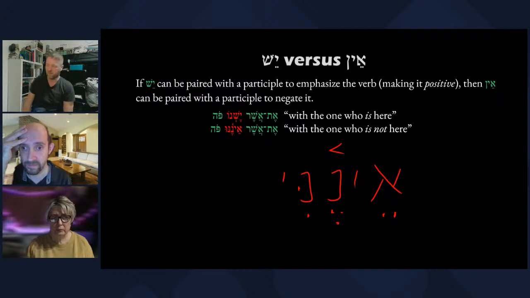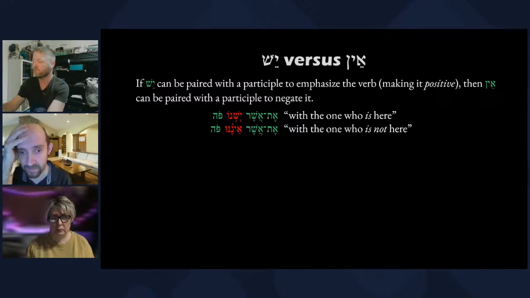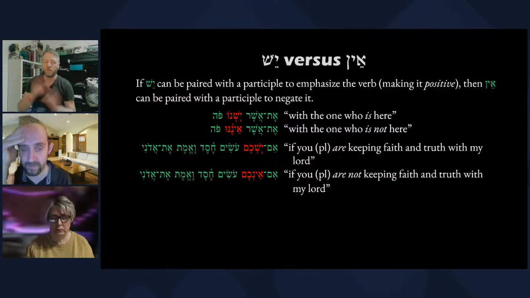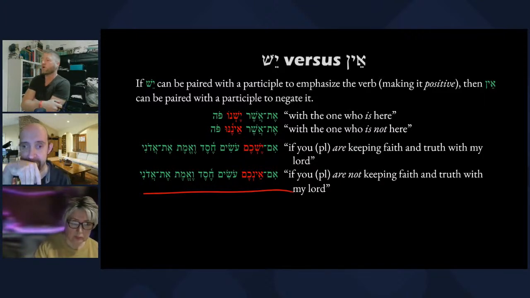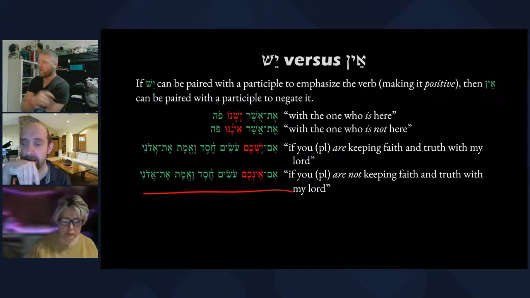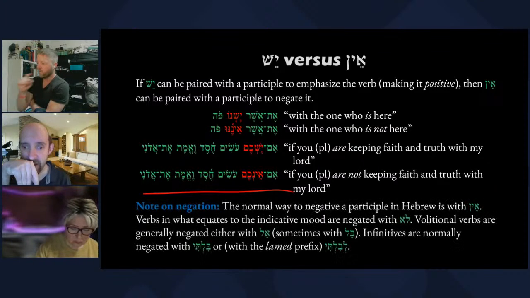Eineni ochel basar. I do not eat meat. That's what you're supposed to say, but nobody says that. I don't want to read these sentences because they're ugly and stupid. I don't like Yeshchem. But this is better: Im enechem osim chesed ve'emet et Adoni. If you are not keeping faith and truth with my Lord. And we're not going to read the rest of them.